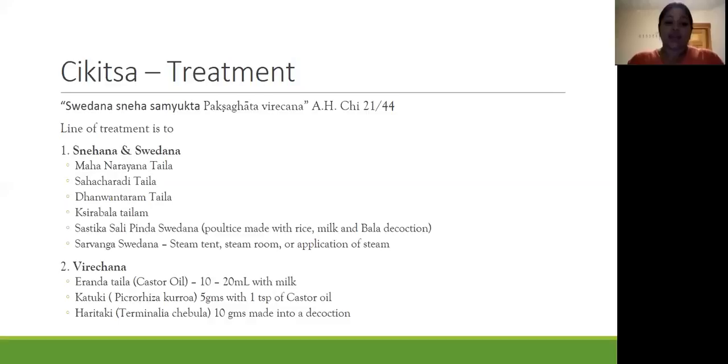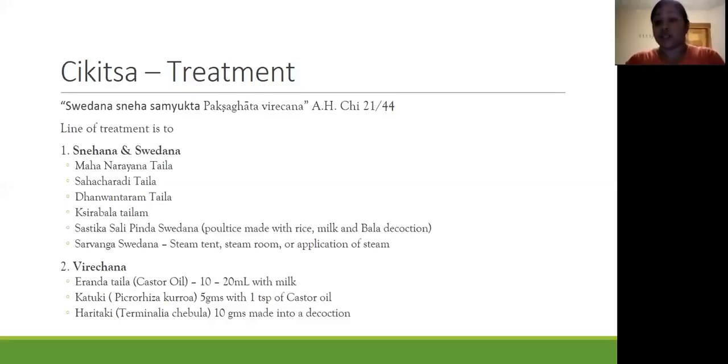Okay? The aspects of Swedana, how to do Swedana, or which type of Swedana is indicated for this condition, that's the last two on this list. It's Shashtika Shali Pinda Sweda. That is another type of Pinda Sweda, or a type of poultice, where they make the poultice out of rice that is cooked with a decoction of bala and also cooked with milk. So it basically comes out like a rice pudding almost. It's very thick and it's very nourishing. And this is cooked and then made into a poultice, and then those poultices are heated again in milk and bala kashaya. And that's applied to the body for inducing sweat.